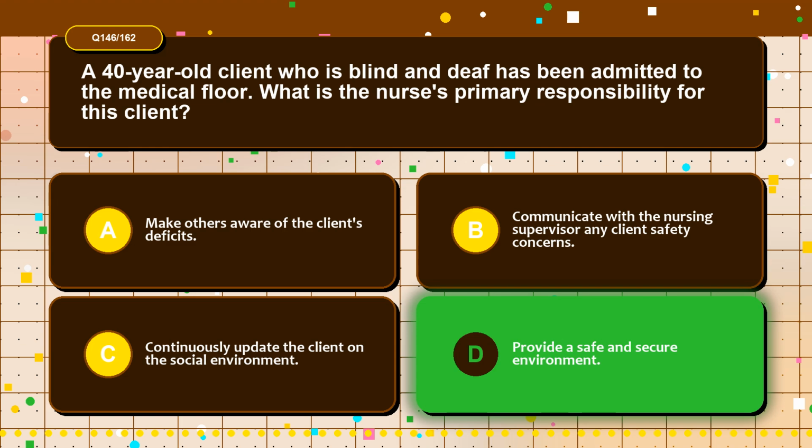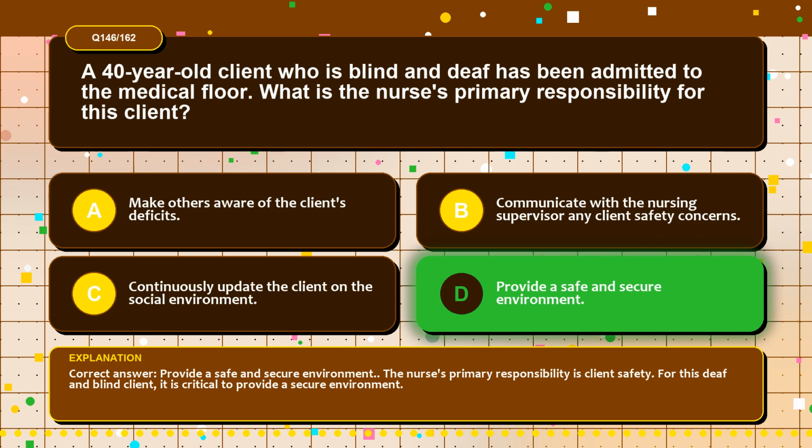The correct answer is option D. Provide a safe and secure environment. The nurse's primary responsibility is client safety. For this deaf and blind client, it is critical to provide a secure environment.